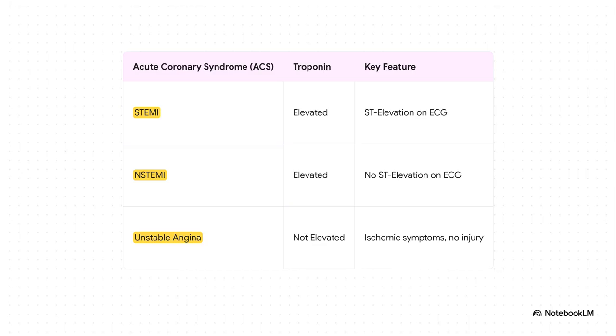Think of it this way. A STEMI is the obvious, raging fire that you can see immediately on the ECG with ST elevation. An NSTEMI is more like a smoldering fire. You don't see those big changes on the ECG, but the troponin is elevated, telling you there's definitely damage. An unstable angina? That's the smell of smoke. It's a warning sign of ischemia, but there's no actual fire yet, no elevated troponin.